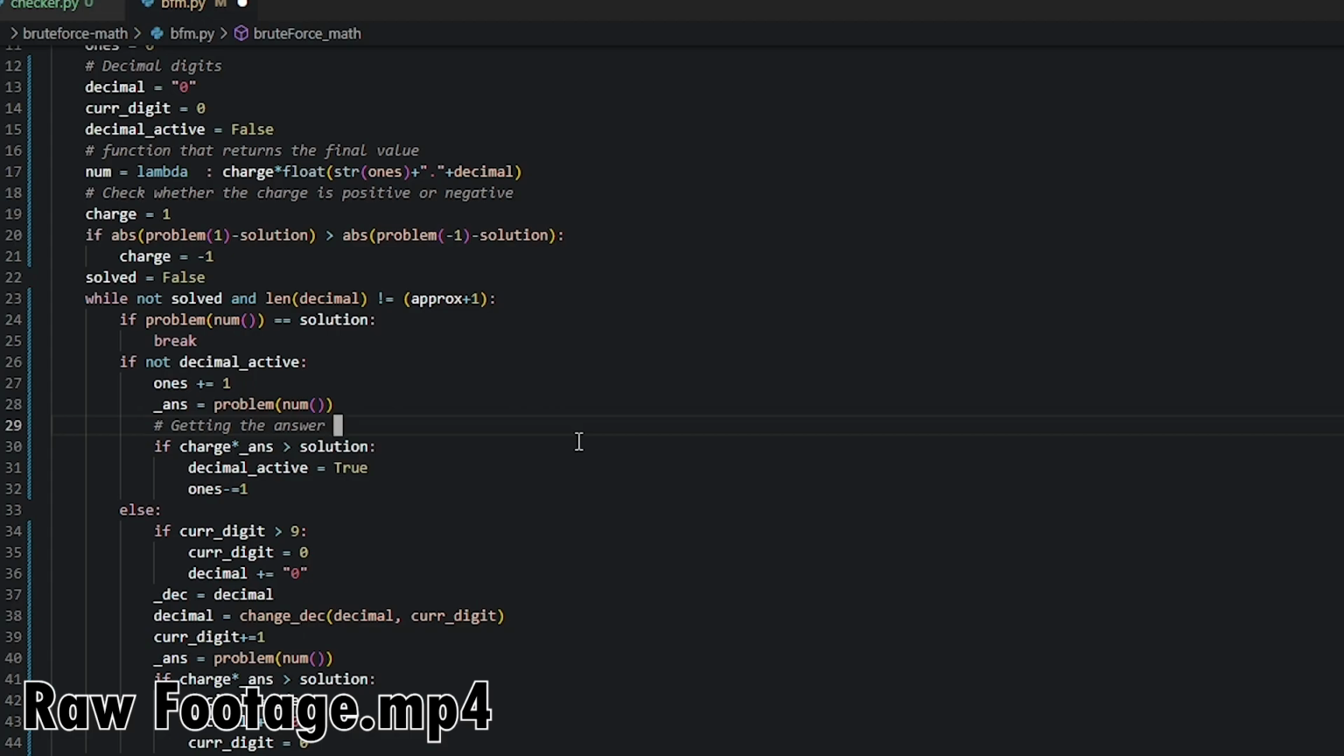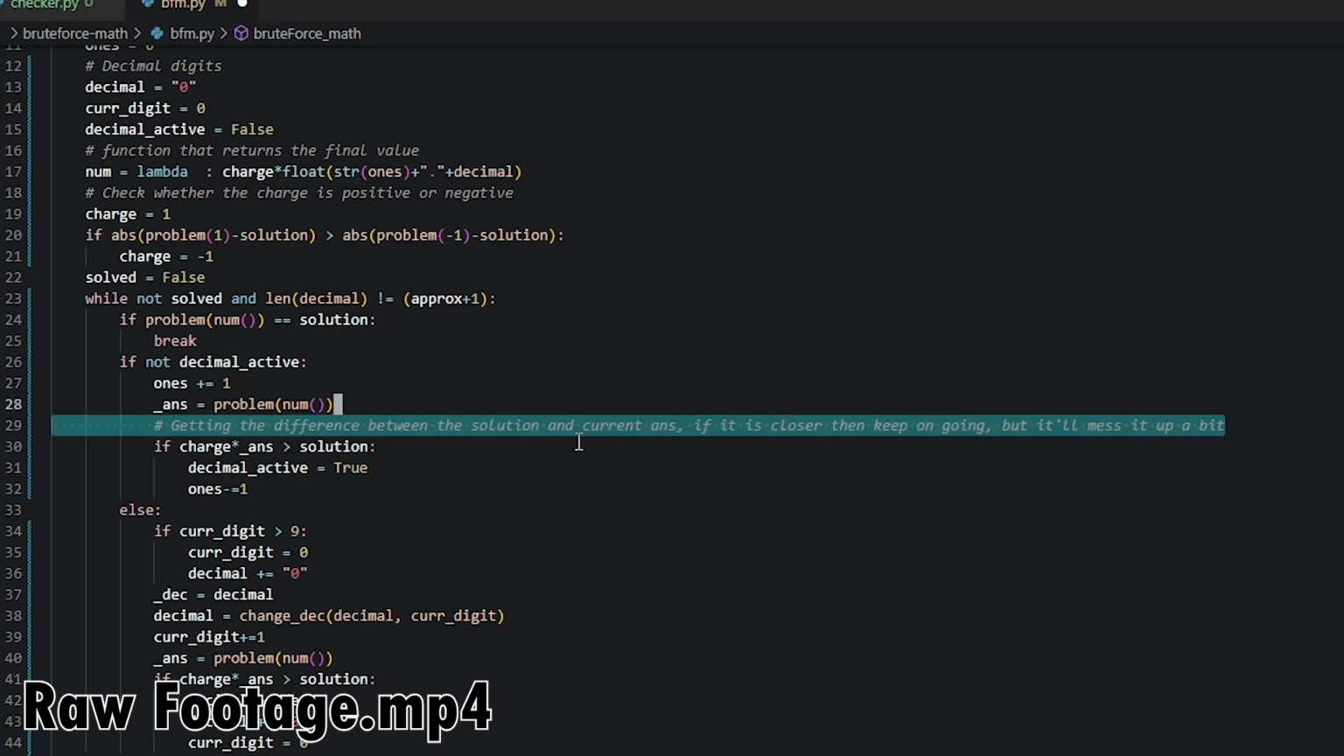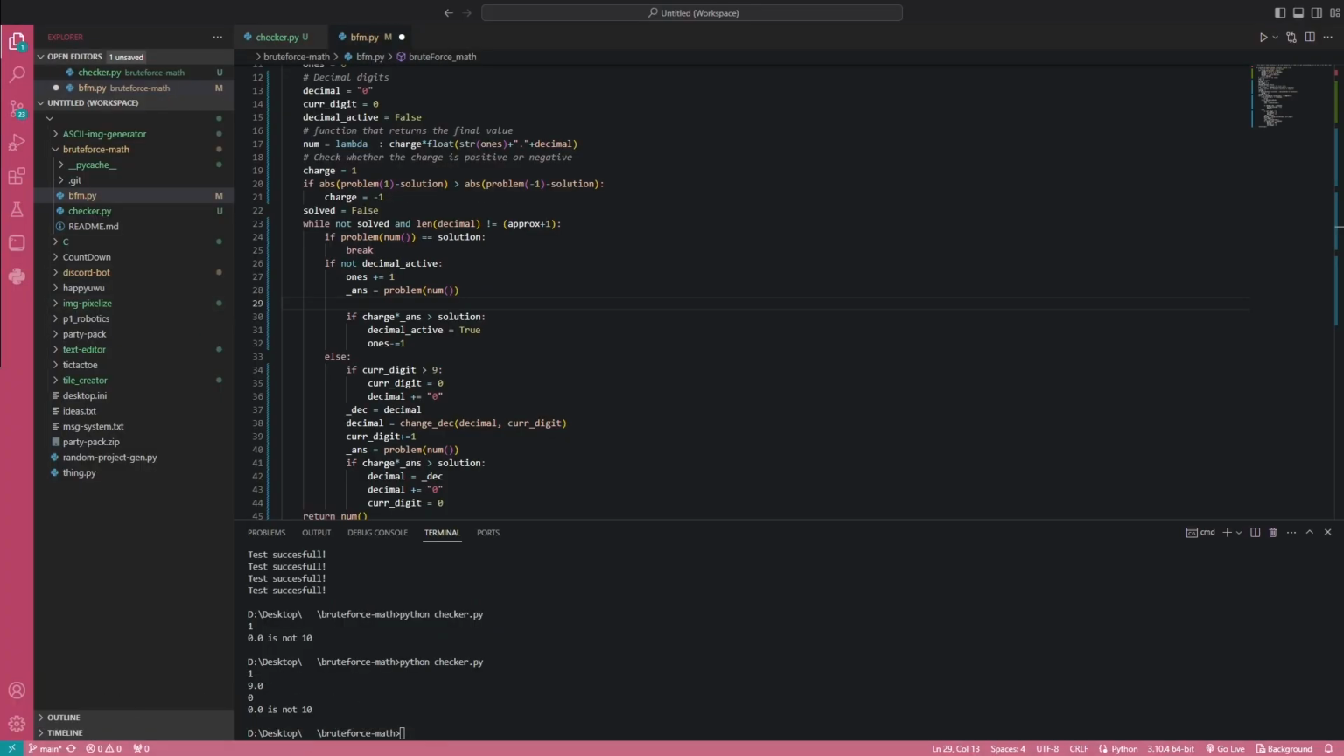Because I'm thinking we could get the difference between the solution and current answer. If it is closer, then keep on going, but it'll mess it up a bit. So I don't know. Alright, time to explain what just happened.